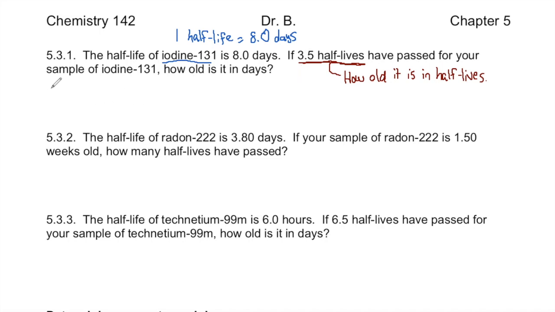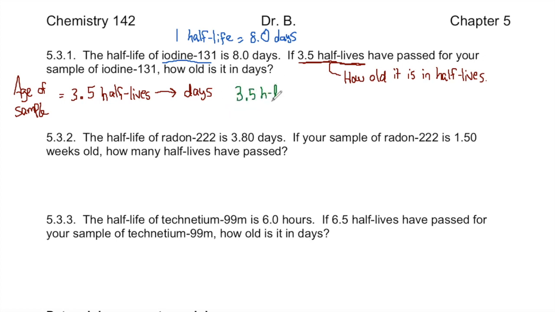So this is a conversion problem. The age of our sample is 3.5 half-lives. We want to take that age and convert it to days. We want to know how many days old it is, not how many half-lives old it is. So let's go ahead and do this conversion using the relationship that we know. All right, so I'm going to abbreviate half-lives as HL. It is 3.5 half-lives. And then our conversion factor is up here.